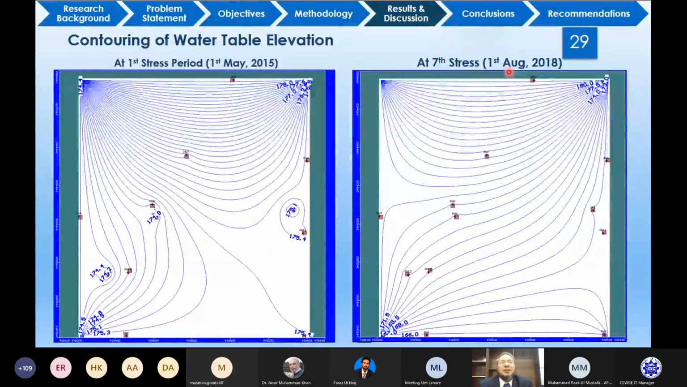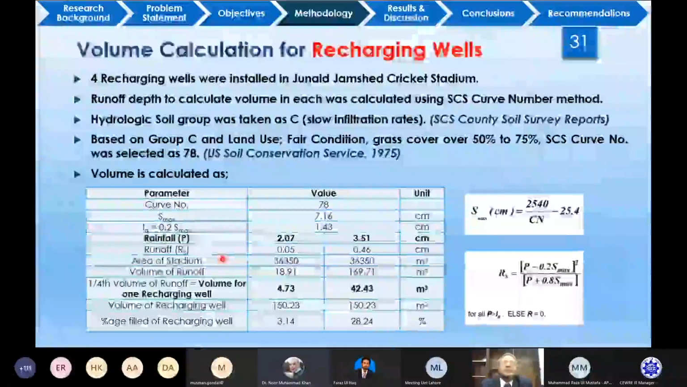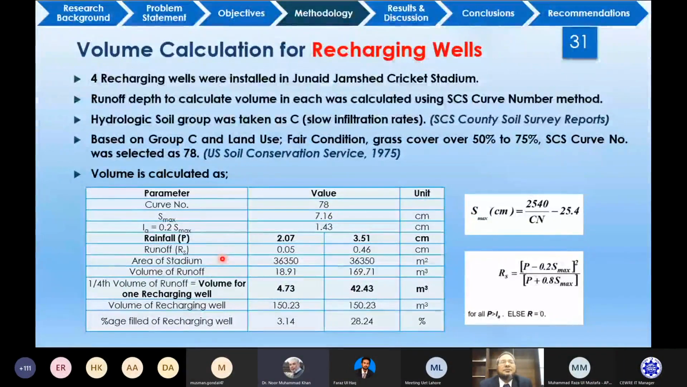Then these are the contour maps which were prepared for the 1st and the 7th stress period. And now this is the modeling again, started considering the recharging wells.